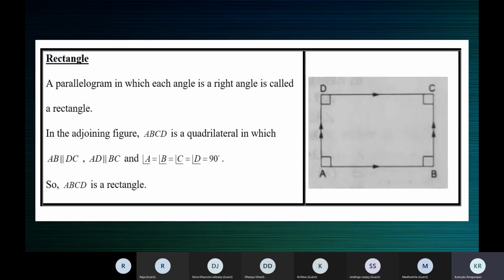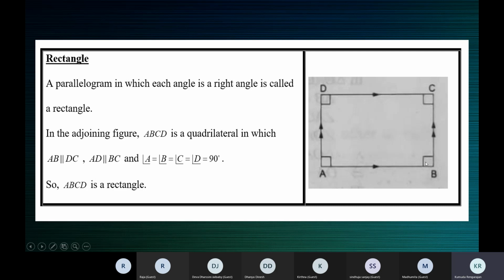Please write the contents of this slide. See here, in this figure, because opposite sides are parallel, it's a parallelogram. And in the parallelogram, you can say one angle is 90 degrees. Even if one angle is 90, all other angles are 90. So angles A, B, C, D are all 90 degrees. If just one angle is 90, all the others will be 90 by the property.